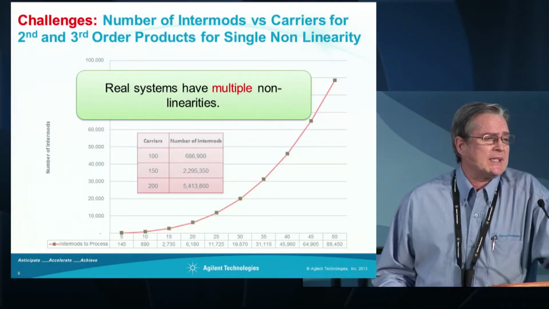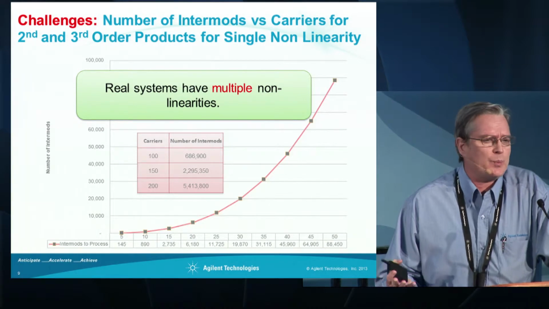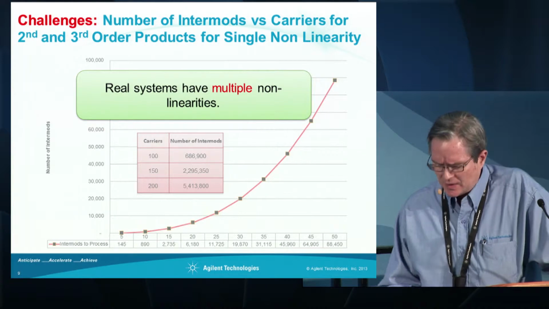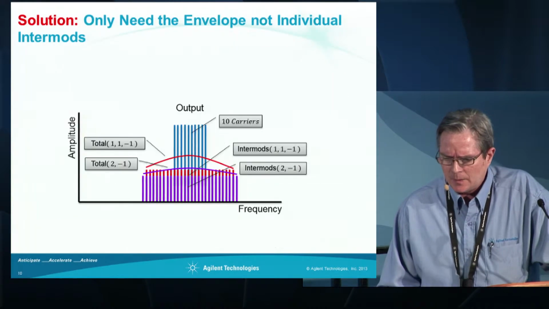And in real systems, how often do you end up with just one nonlinearity? That's not very practical, right? There are lots of nonlinearities in the whole system.